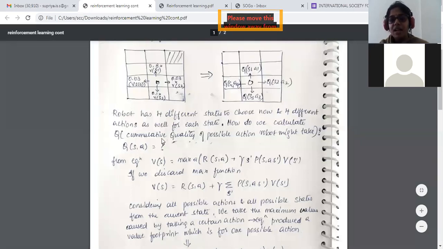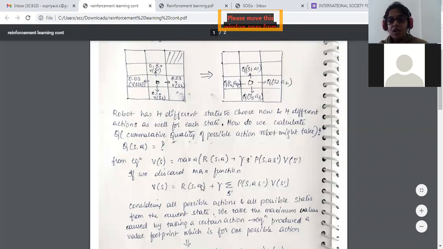Now, how do we calculate this Q, the cumulative quality of possible actions the robot might take? How do I get to know which Q it has to select? In order to do so, from the equation, we already know this was the Bellman equation with probabilities that we had. So V of S is equal to max over A of R of S comma A plus the discount factor into the probabilities plus the value. That is the equation on the left hand side. This is the current equation that I have.